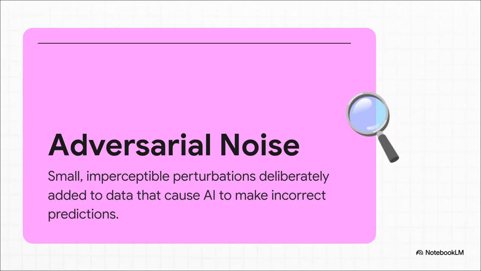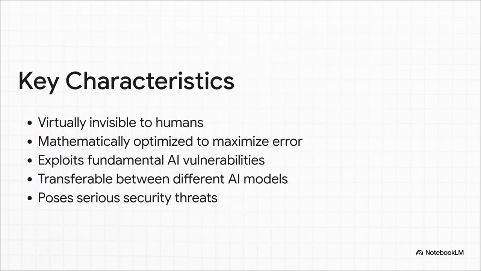Okay, so what are we talking about here? Put simply, it's this: carefully designed static. Think of it like a digital whisper. It's almost always completely invisible to you and me, but it's just enough to completely trick an AI into making a decision that is, well, confidently and totally wrong. Now, you've got to understand, this isn't just some random glitch in the system. No, this noise is mathematically engineered. It's designed specifically to exploit the very logic an AI uses to learn in the first place.